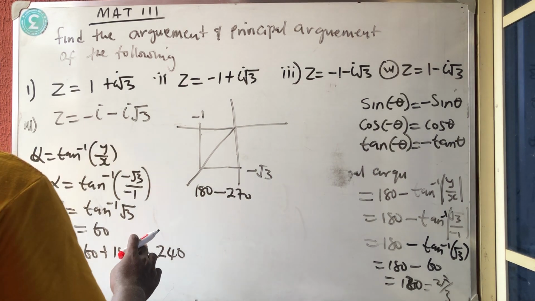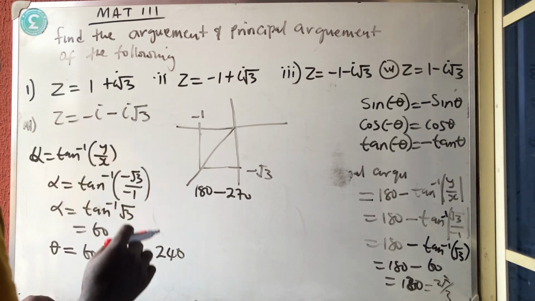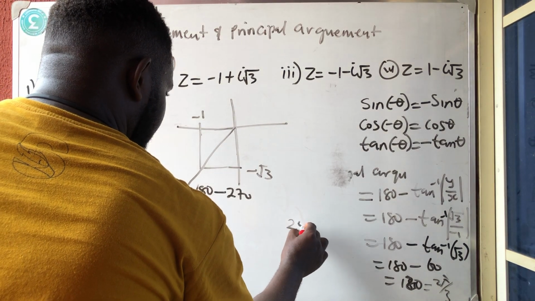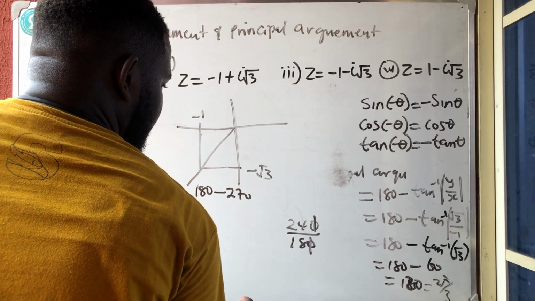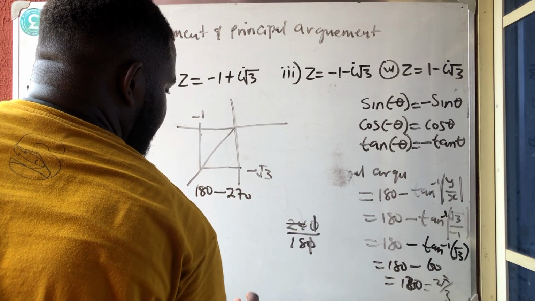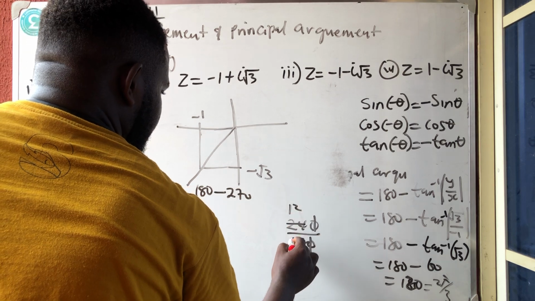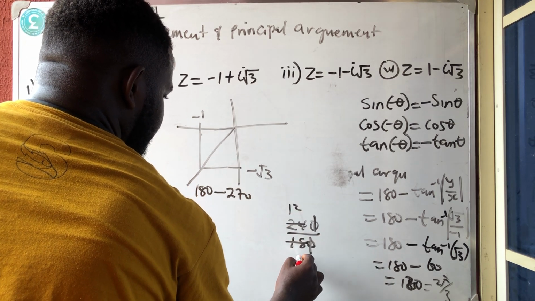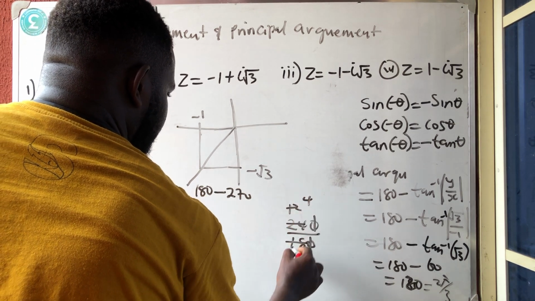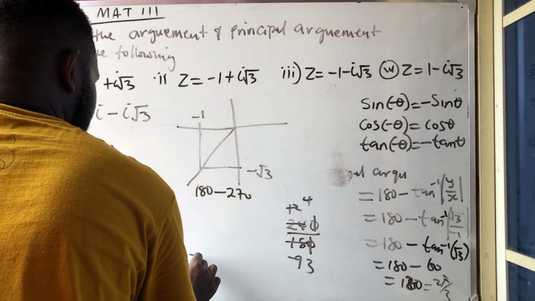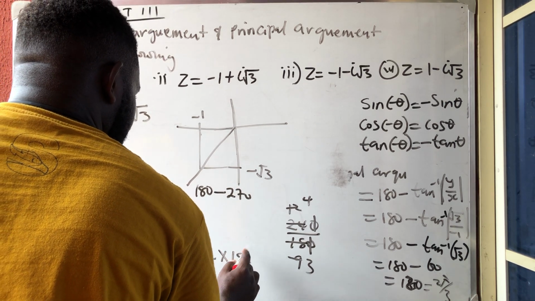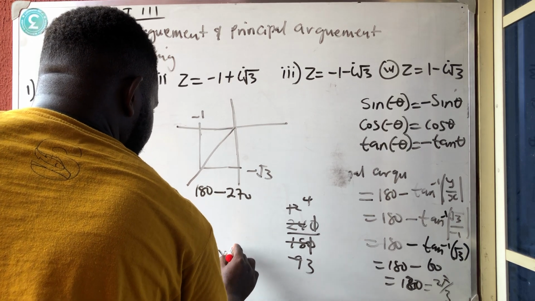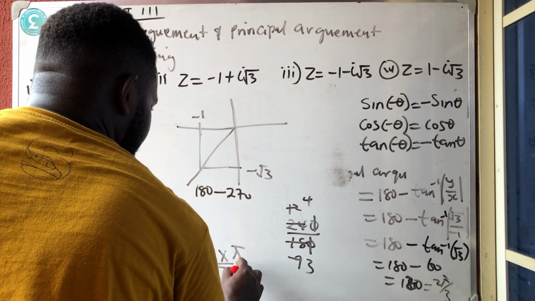So pi is 180. If you remove 180 from here, if you divide it, let me say 240 divided by 180. So 0 cancels 0. 2 divide here, you're having 12. 2 divide here, you're having 9. 3 divide here, you have 4. 3 divide here, you have 3. Okay, so this is saying 4 times 180, 4 times pi divided by 3.